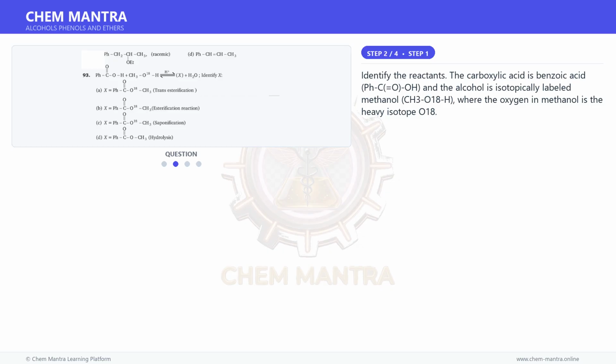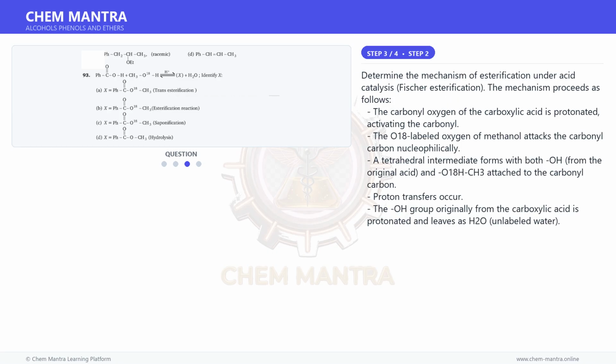Identify the reactants. The carboxylic acid is benzoic acid, PhC(=O)OH, and the alcohol is isotopically labeled methanol, CH3-O18-H, where the oxygen in methanol is the heavy isotope O18. Moving on to the next step.